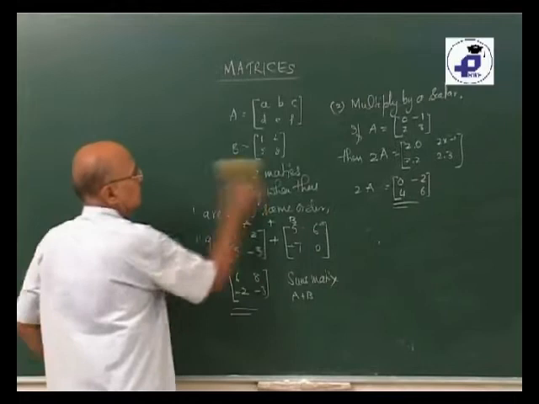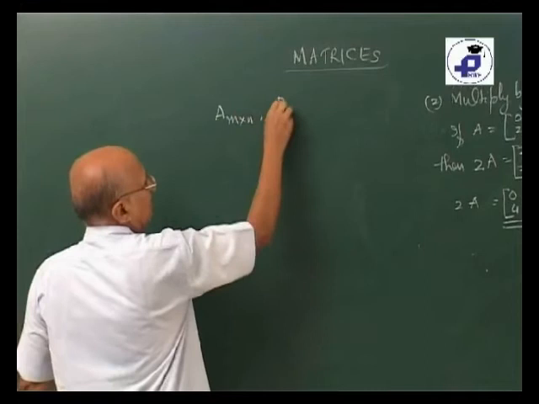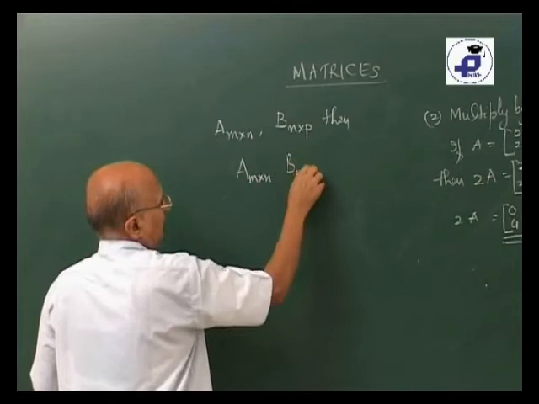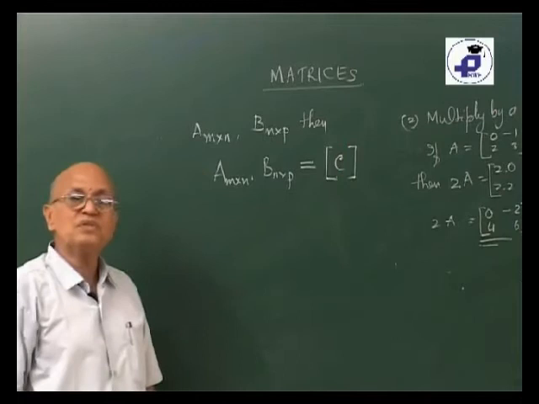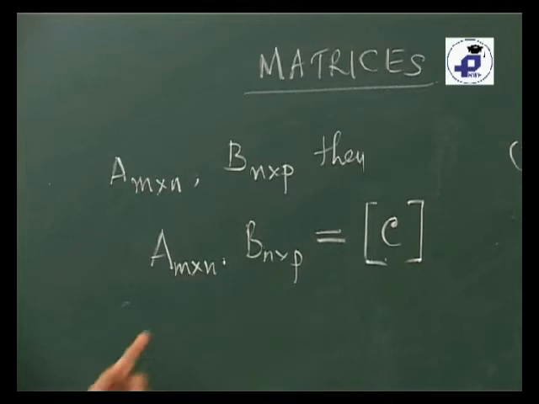Multiplication of two matrices. Look at this one. A is a matrix of order m by n, B is a matrix of order n by p. Then A, m into n, and B, n into p, would result in a matrix C. What is its order? The number of columns in A is the same as the number of rows in B. Therefore, the resulting matrix is of the order m by p.